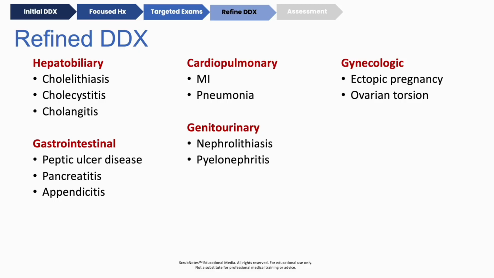So now we're at step 4 in our framework, and we want to refine our DDX based on all the information we've gathered. We're probably not adding more diagnoses, but we're prioritizing. So for this patient, I'm leaning toward cholecystitis as my working diagnosis, but I want to still keep open the possibility of cholelithiasis and less likely cholangitis, given there weren't any signs of jaundice or instability.